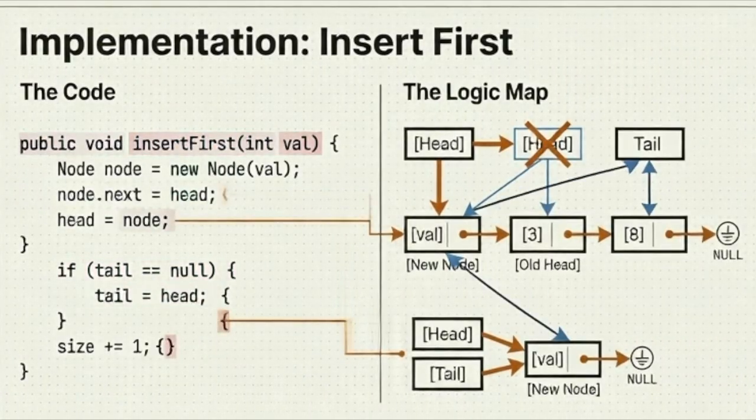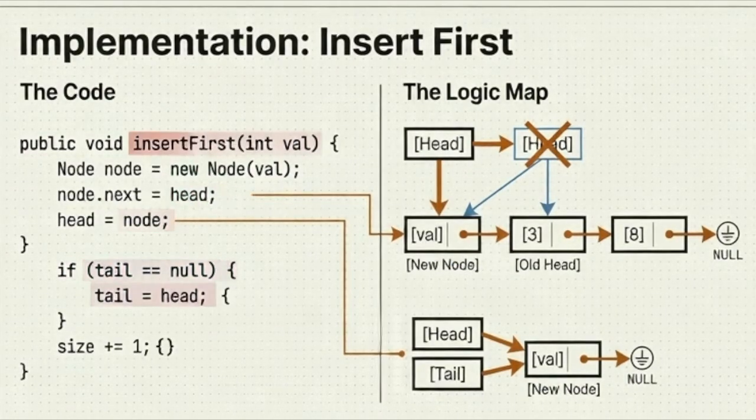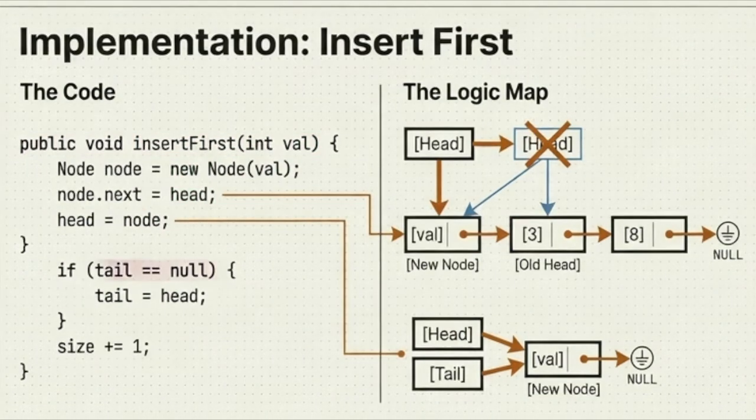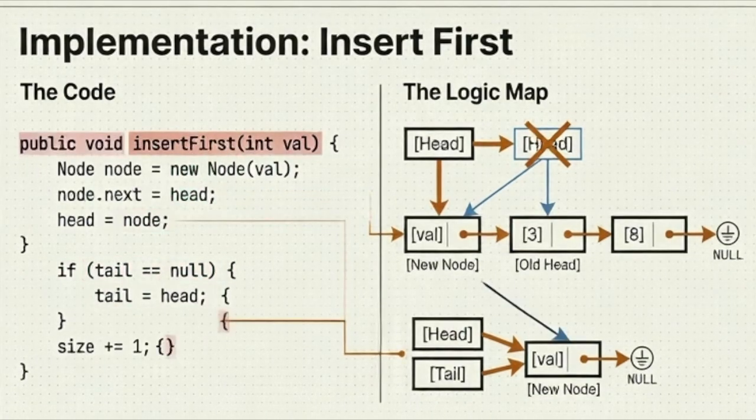Now look at how the code maps directly to that visual. Here, notice line 2, node.next equal to head. We secure the connection before we reassign the variable head. If you swapped these lines, you would lose the whole list.